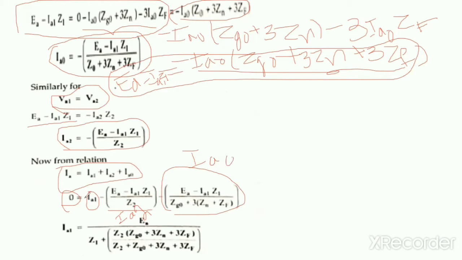By simplifying this equation, we obtain IA1, which will be equal to EA by Z1 plus Z2 into ZG0 plus 3ZN plus 3ZF, over Z1 plus Z2 plus ZG0 plus 3ZN plus 3ZF. Understand?